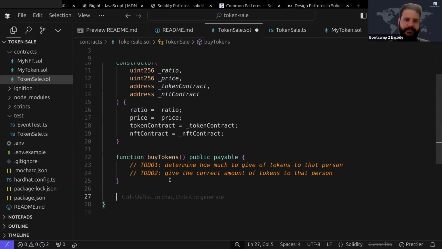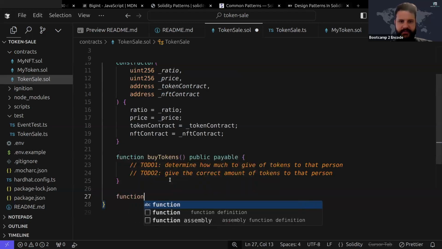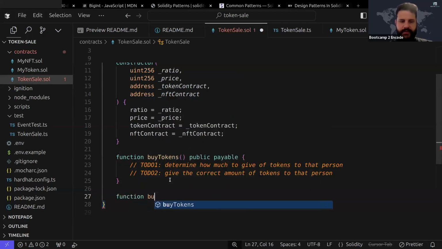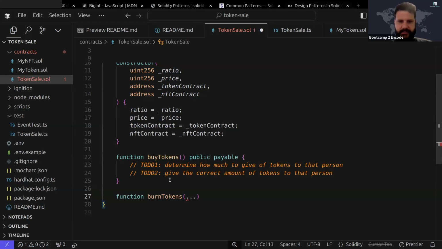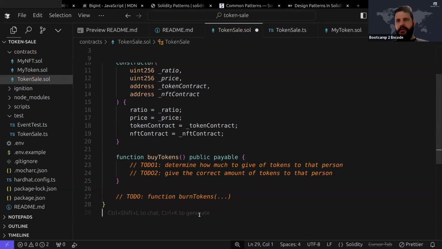So at some place, I should have a function called burn tokens, and we are going to do this later. So I need to have that ETH stored there.